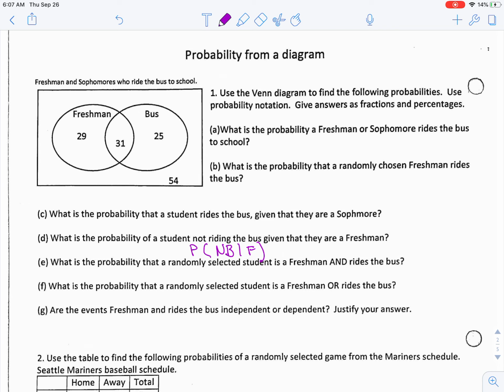Okay, E. What is the probability that a randomly selected student is a freshman and rides the bus? So this would be kind of what we discussed up here in this one. The probability of freshman and rides the bus. So remember, and is kind of the horseshoe one. So freshman and rides the bus. There are 31 that ride the bus out of our total of 139.